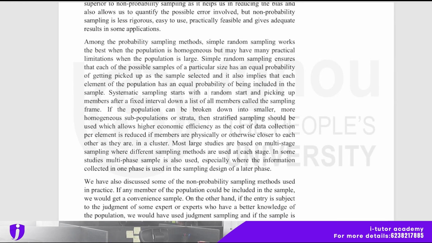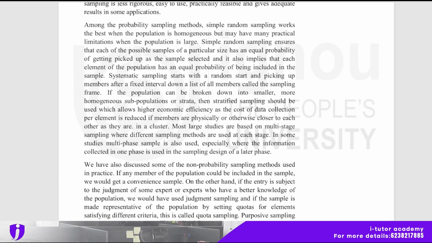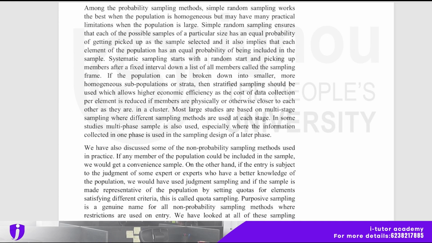Among the probability sampling methods, simple random sampling works best when the population is homogeneous, but may have many practical limitations when the population is large. Simple random sampling ensures that each of the possible samples of a particular size has an equal probability of getting picked up as the sample is selected, and it also implies that each element of the population has an equal probability of being included in the sample. And systematic sampling starts with a random start and picks up members after a fixed interval down a list of all members called the sampling frame.